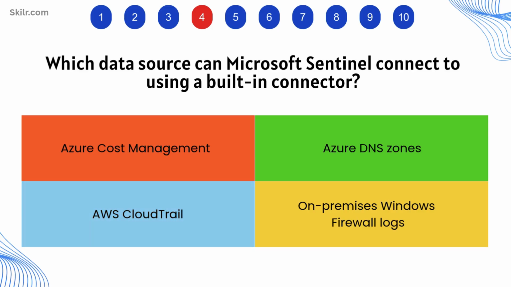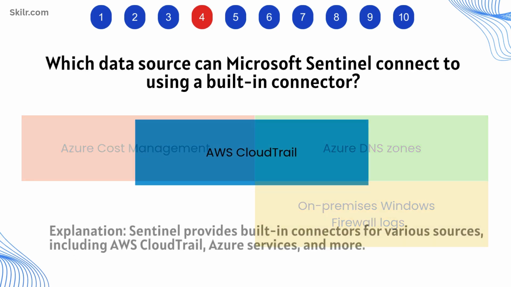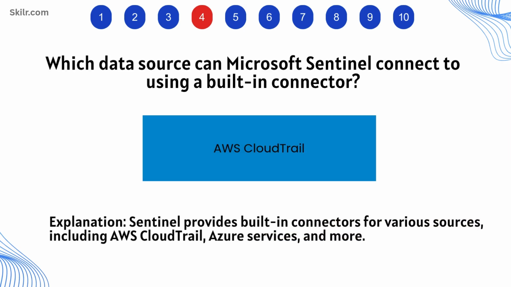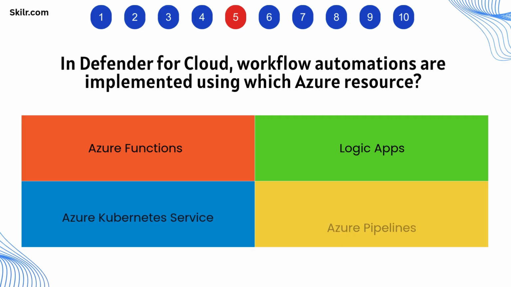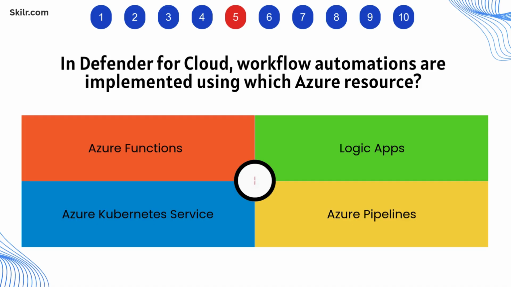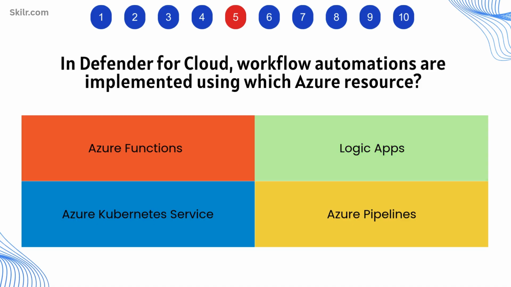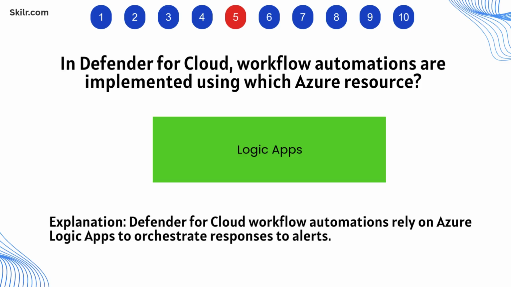The correct answer is AWS CloudTrail. As Sentinel provides built-in connectors for various sources, including AWS CloudTrail, Azure Services, and more. Question 5. In Defender for Cloud, workflow automations are implemented using which Azure resource? The correct answer is Logic Apps. As Defender for Cloud workflow automations rely on Azure Logic Apps to orchestrate responses to alerts.